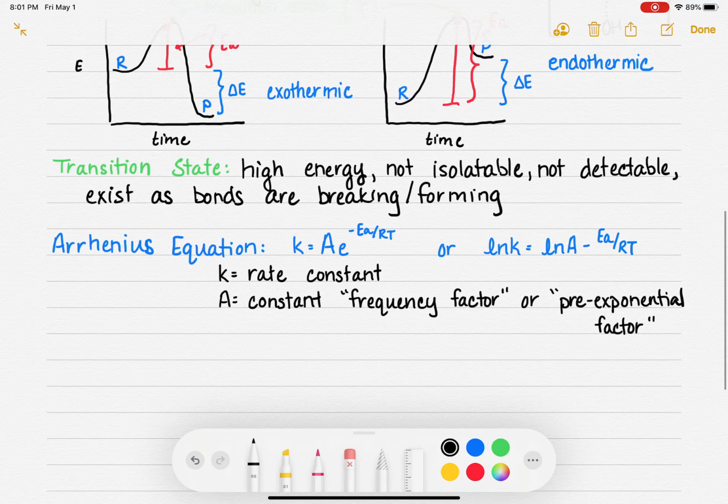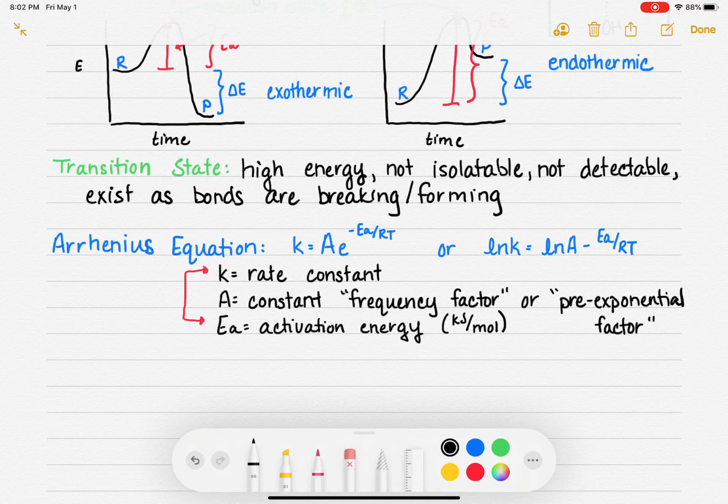E sub A is the activation energy. And again, the Arrhenius equation is really all about tying K and E sub A together, giving us a mathematical relationship between the two. The standard units for activation energy are kilojoules per mole. R in this equation is our gas constant. And in this equation, because this is a thermodynamics thing, we want it in terms of 8.3145 joules per mole Kelvin.